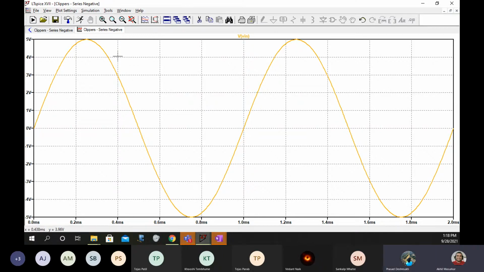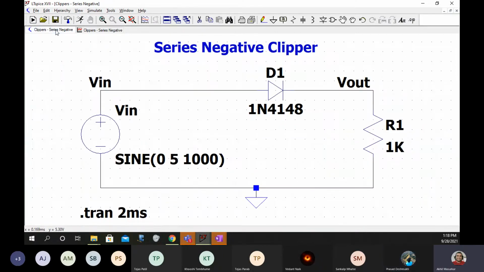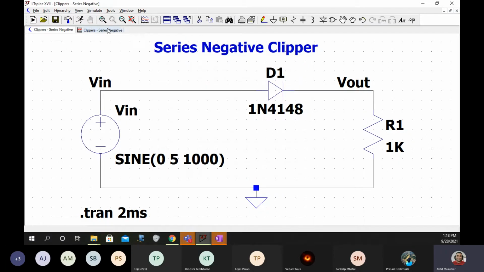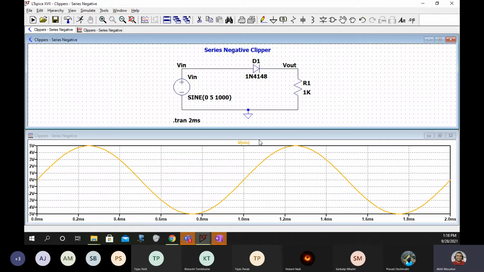Because we had put the time period as 2 milliseconds. If we put here 1 millisecond, see what will happen. Again I am running it.